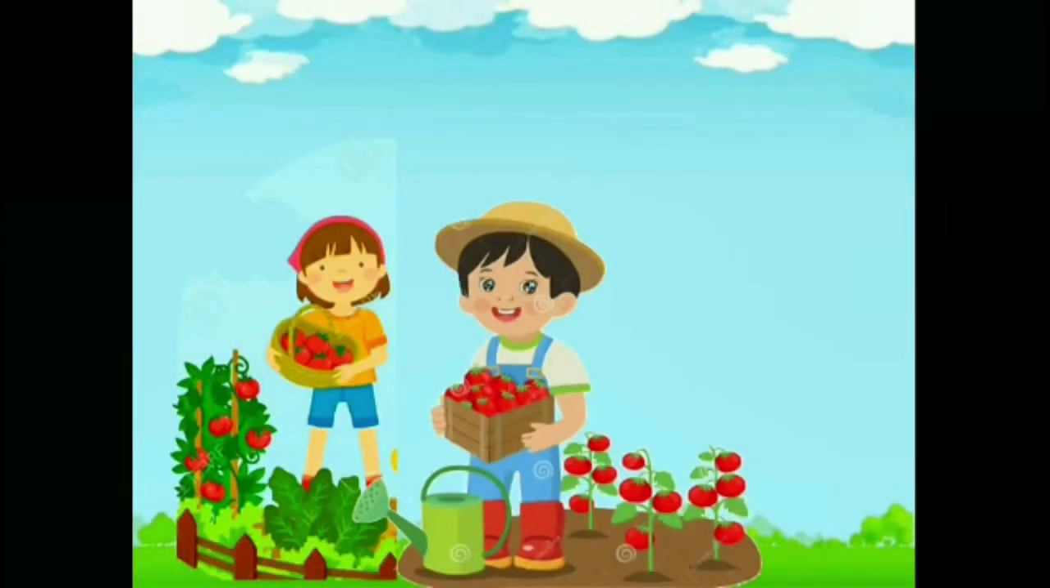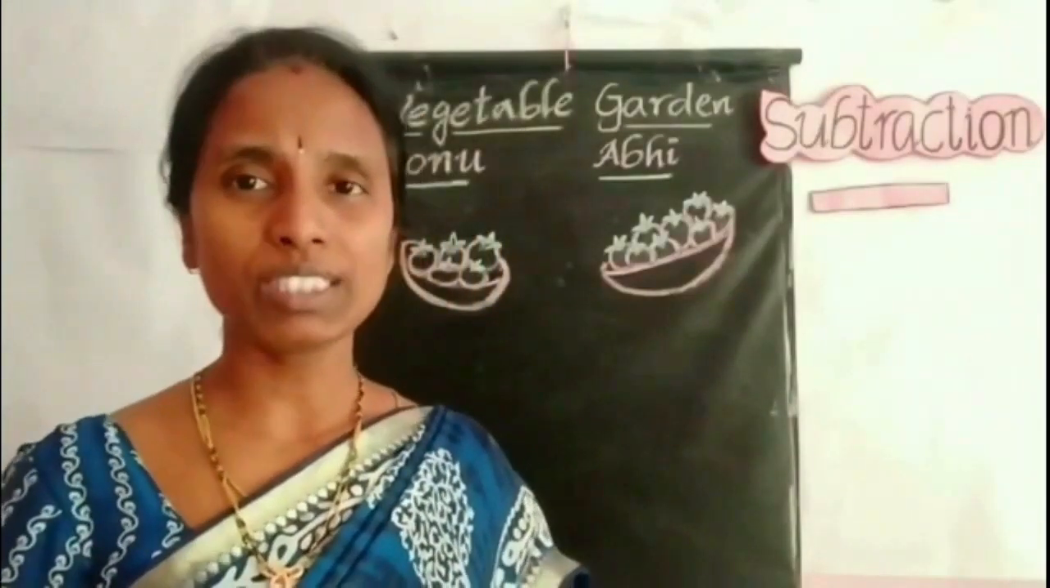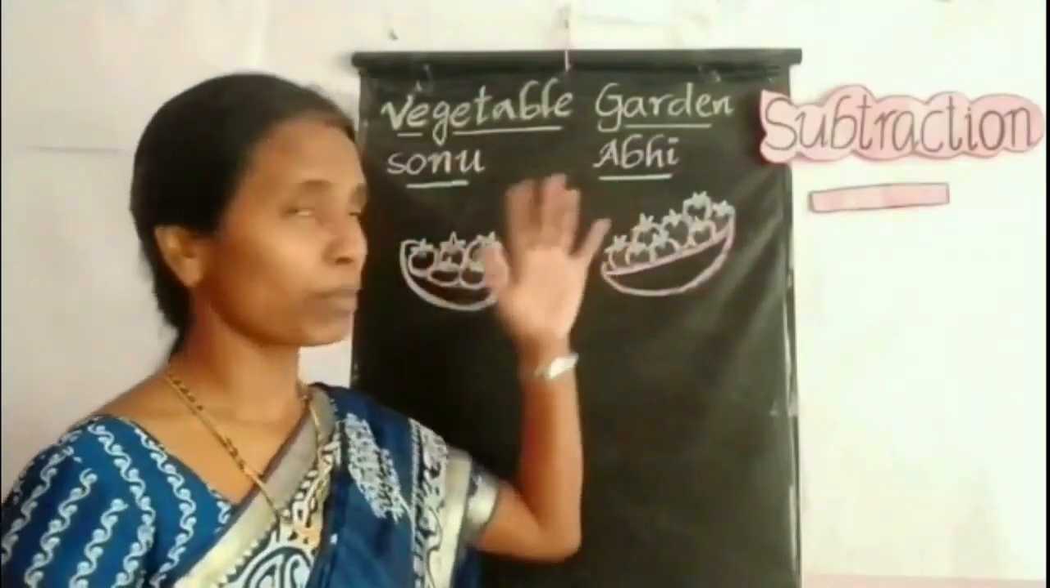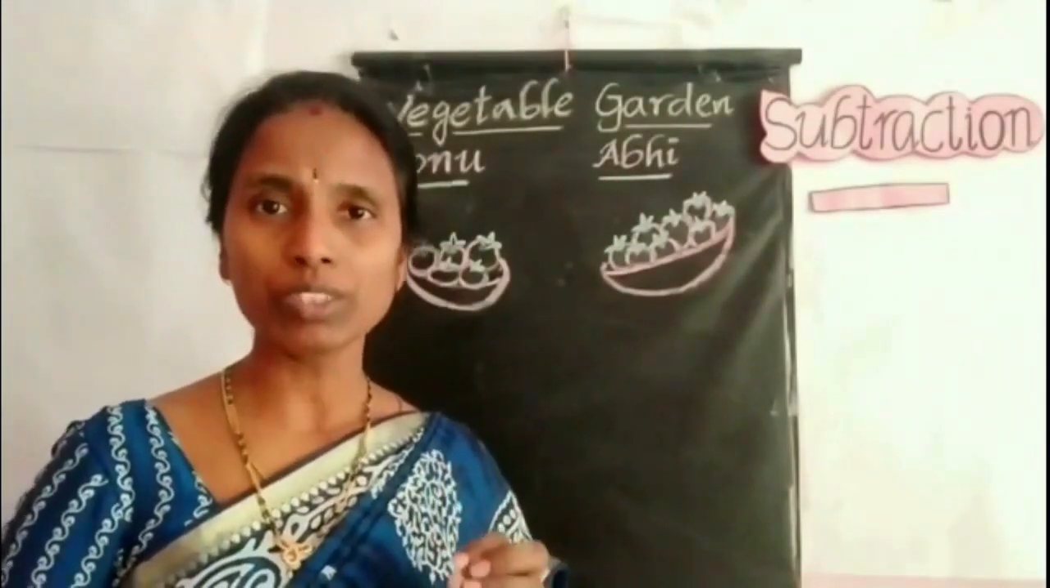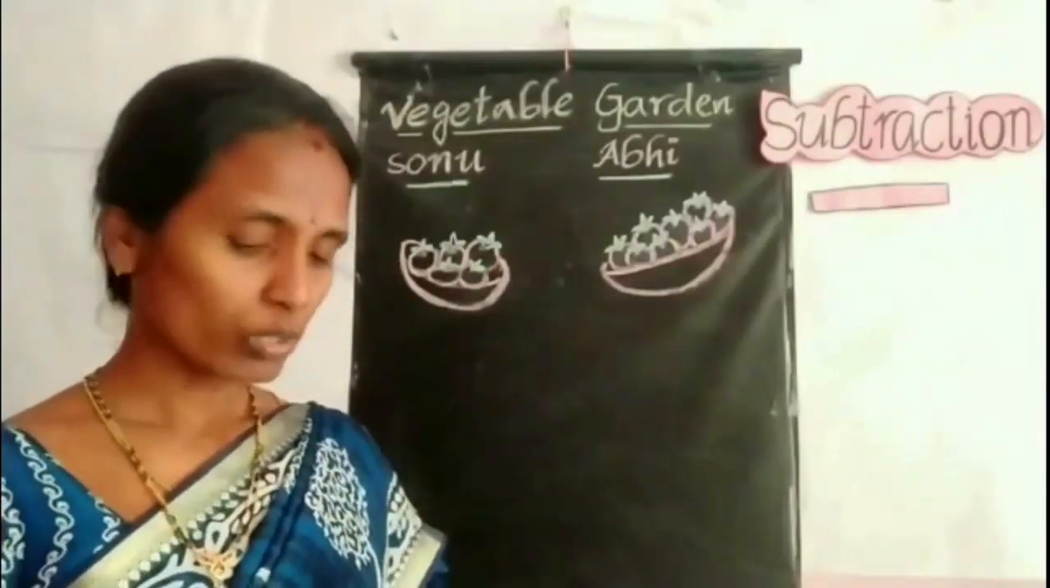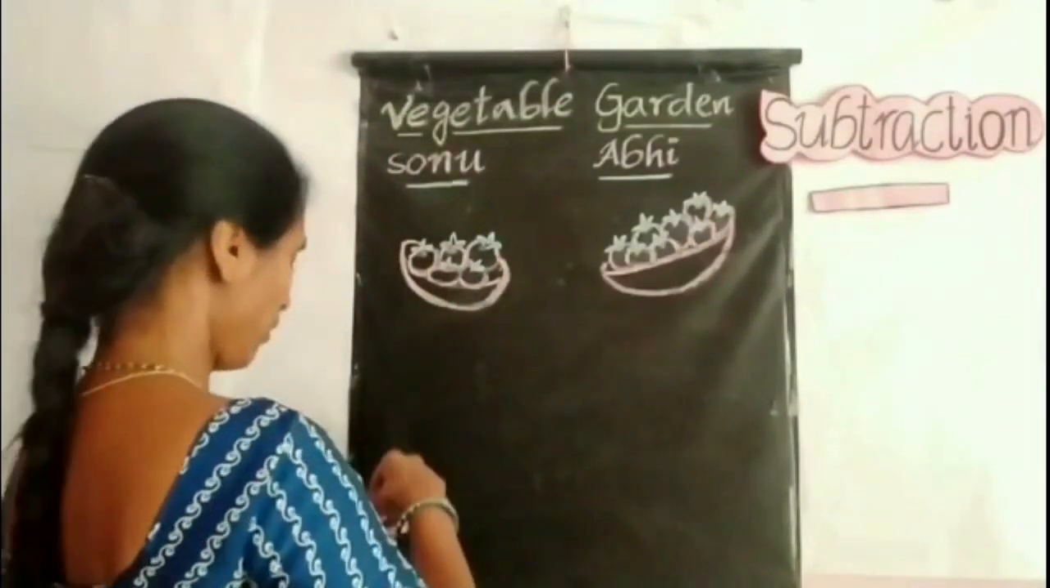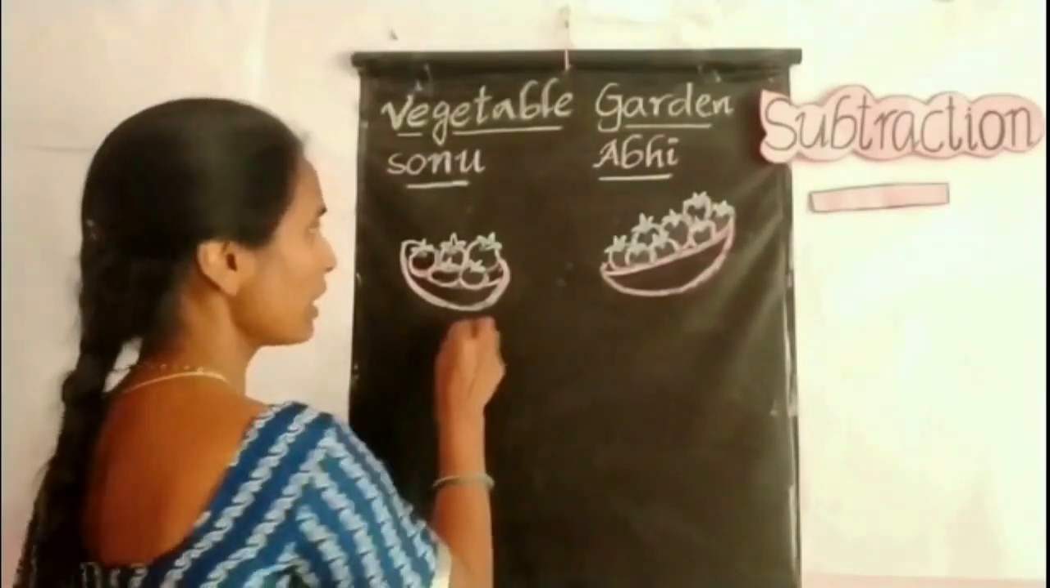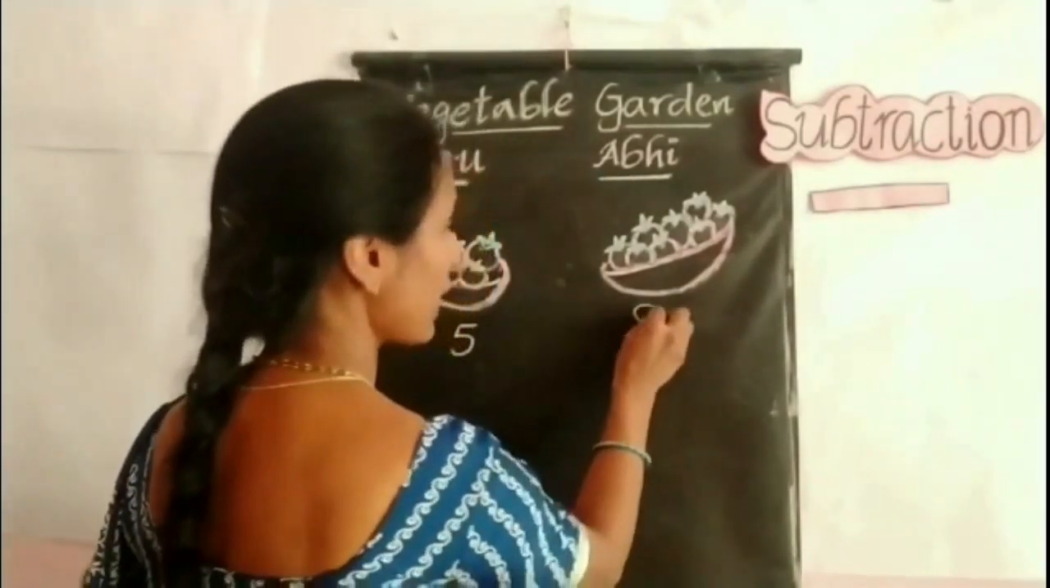Children, as I already told you, Abhi and Sonu like gardening. Once in a week, they both used to collect vegetables from their vegetable garden. One day, they both collected tomatoes. Let us find out who collected more tomatoes and by how many. Children, just now we discussed Sonu and Abhi collected some tomatoes from their vegetable garden. So here Sonu collected 5 tomatoes and whereas Abhi collected 8 tomatoes.